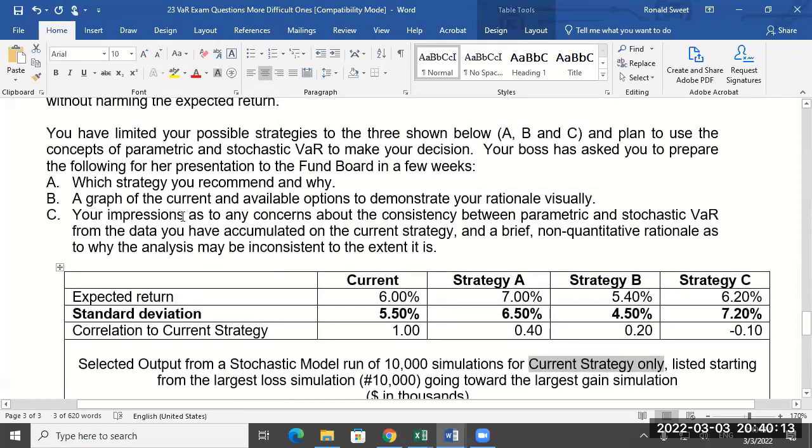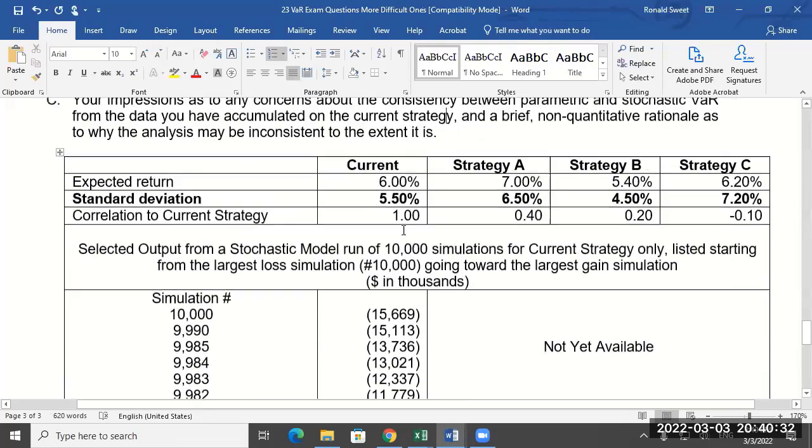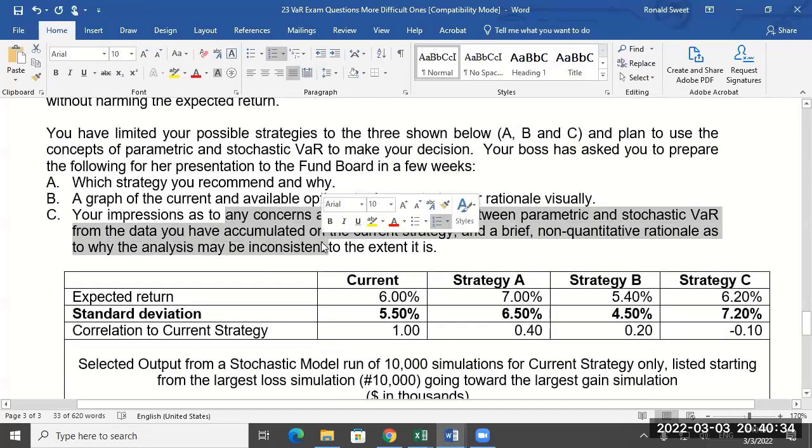So what's the question there? Your impressions as to any concerns about the consistency between parametric and stochastic VaR from the data you have accumulated on the current strategy. So you only need the current strategy here, and a brief non-quantitative rationale as to why the analysis may be inconsistent, to the extent that it is. All right. What kind of words are you using there? You're talking about parametric using normal distributions, very symmetrical. If you get differences in answers, it's because there's some skewing to the data, left or right.